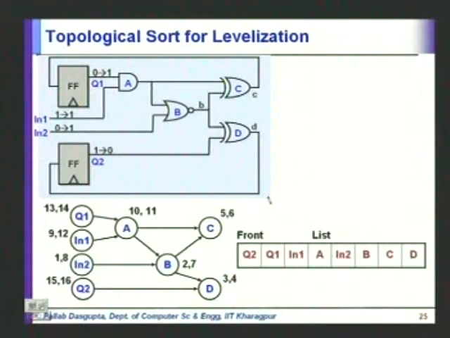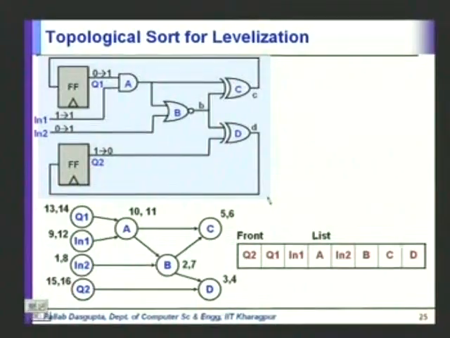So how do we do levelization? We execute an algorithm called topological sort. Now many of you who are from the computer science background must have gone through topological sort, but I believe that there are a few students here who are not from computer science background. So we will briefly go through what topological sort does.